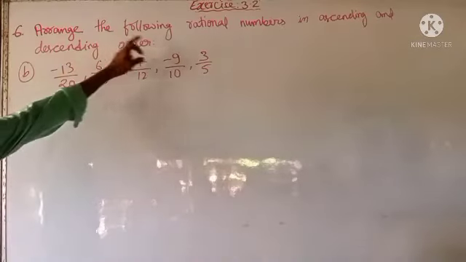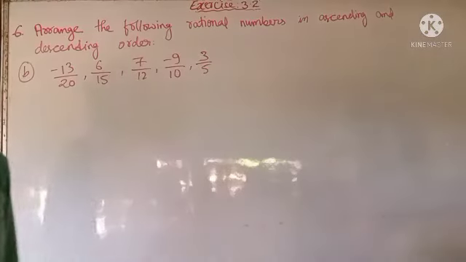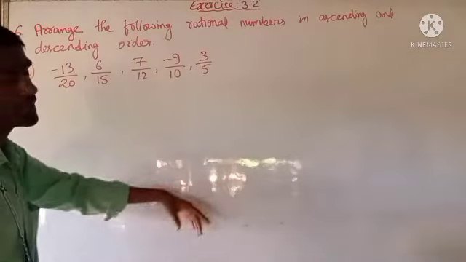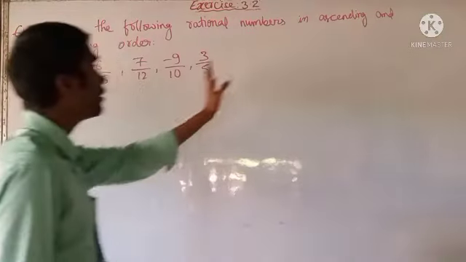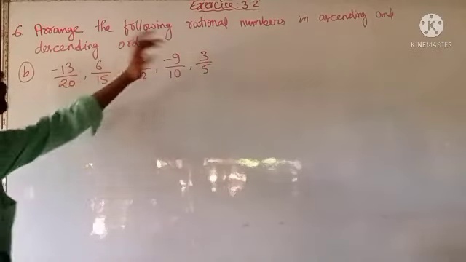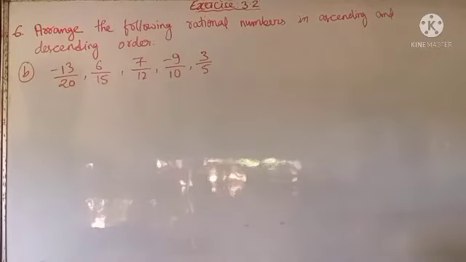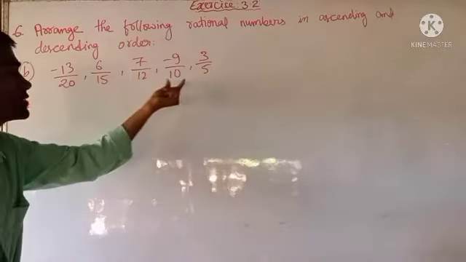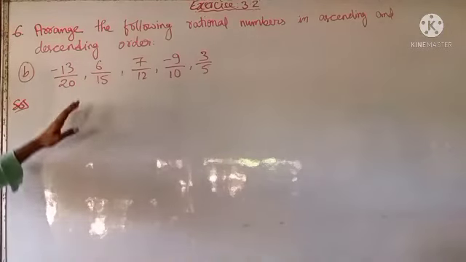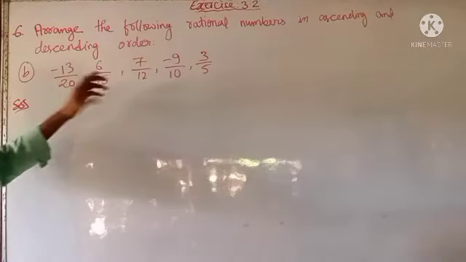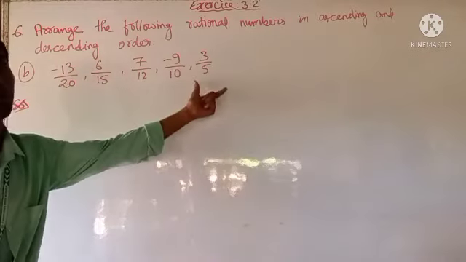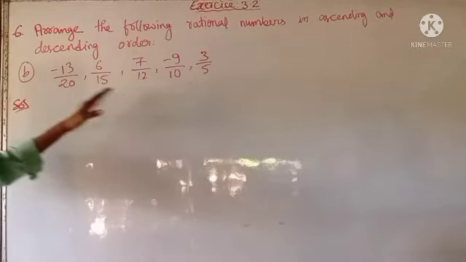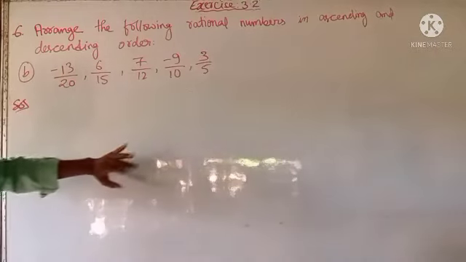Question number 6: arrange the following rational numbers in ascending and descending order. Rational numbers are given and we are asked to arrange them in ascending order or descending order. That means from small to big or from big to small. Since the denominators are different, we cannot easily identify which one is the greatest and which one is the smallest. For that we will make these denominators equal, that means we will make them equivalent rational numbers. How can we make it?